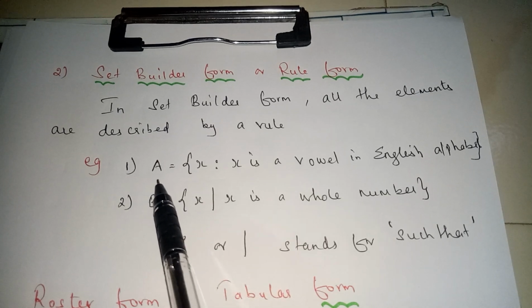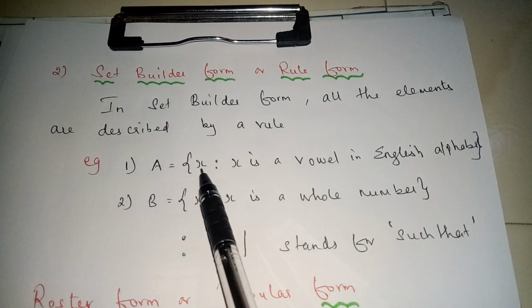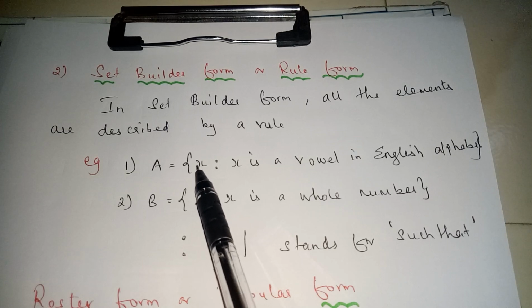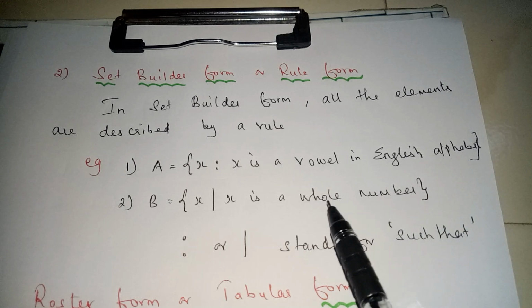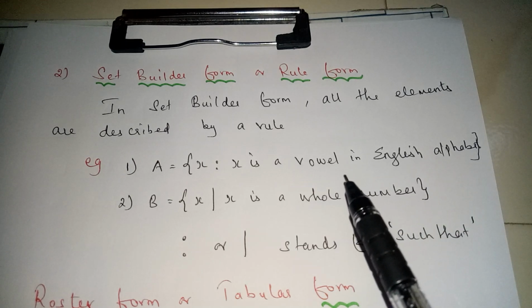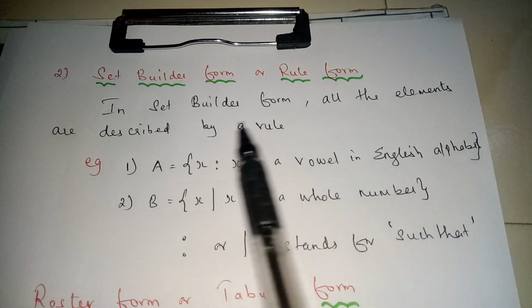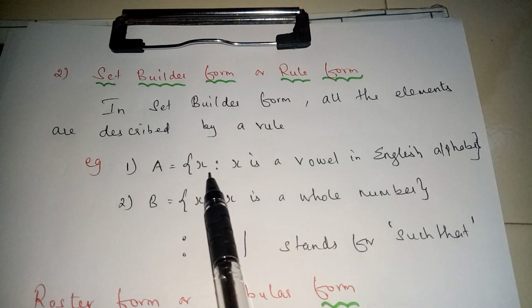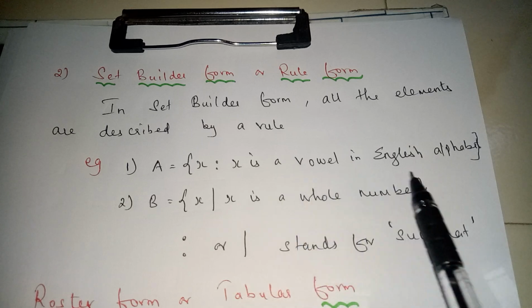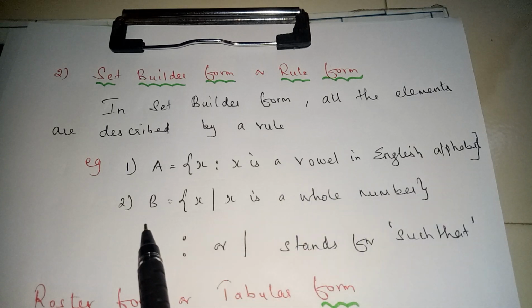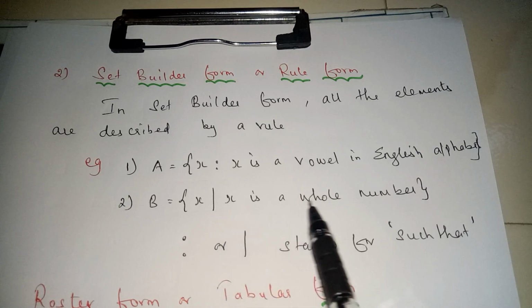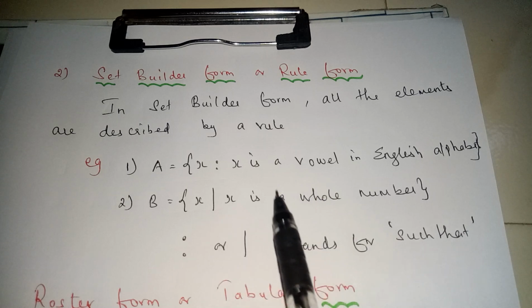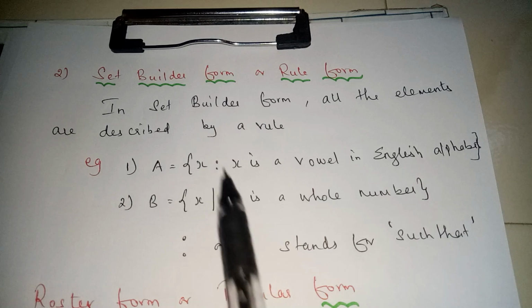See example 1. Let A be the set of x such that x is a vowel in the English alphabet. In descriptive form, we say the set of all vowels in the English alphabet. But in set builder form, we write x, such that x is a vowel in the English alphabet. Set B is x such that x is a whole number. So this kind of rule is called set builder form.